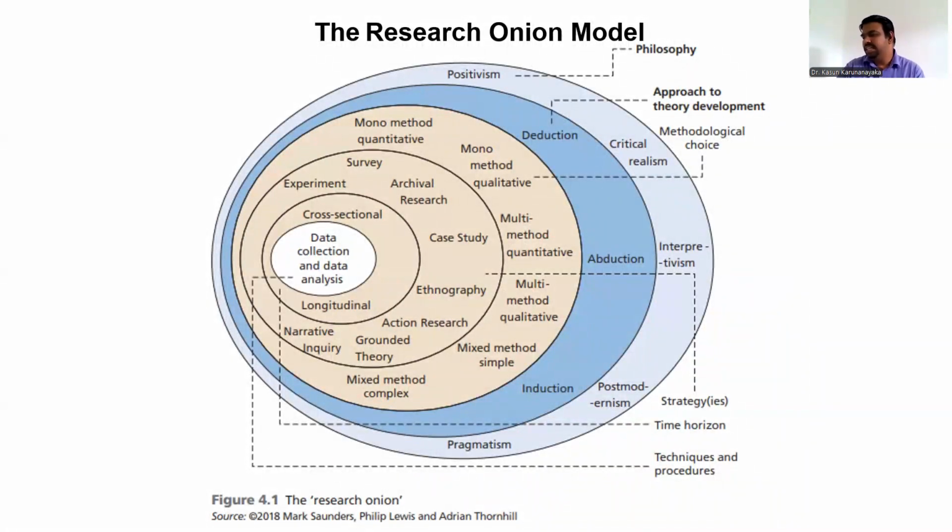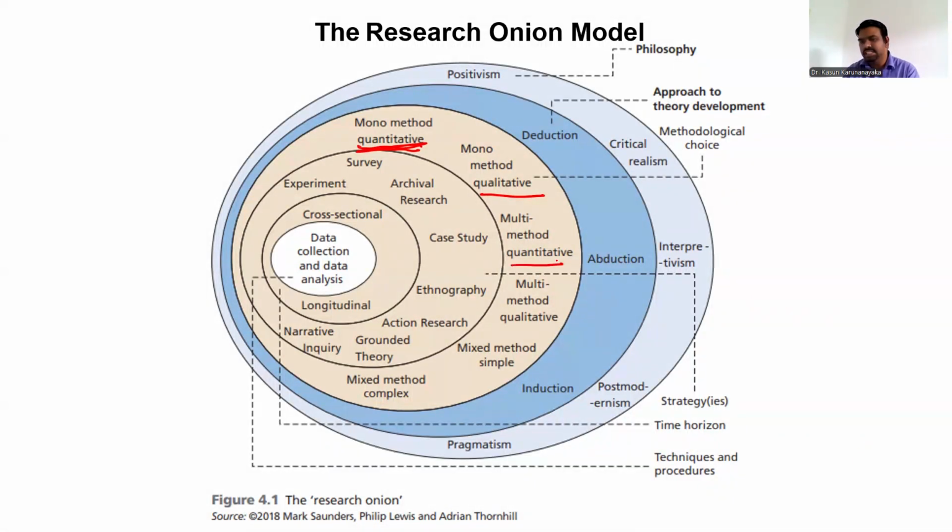So then let's talk about these. For example, mono method quantitative means you will use only quantitative data. Through quantitative data, you will do some objective analysis, and then you prove something is correct or wrong. And qualitative data, you will collect, for example, through interviews or using open-ended questions. Those are qualitative data.